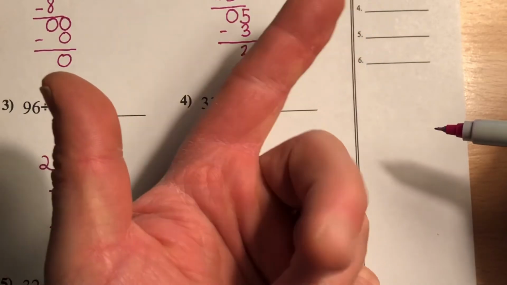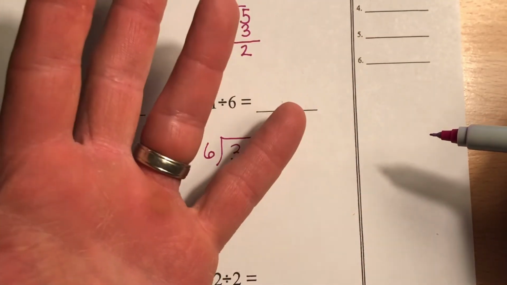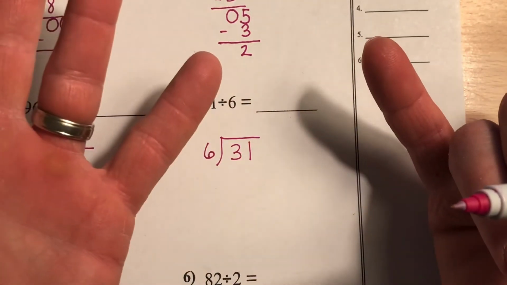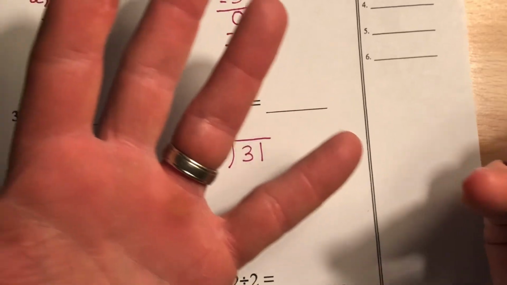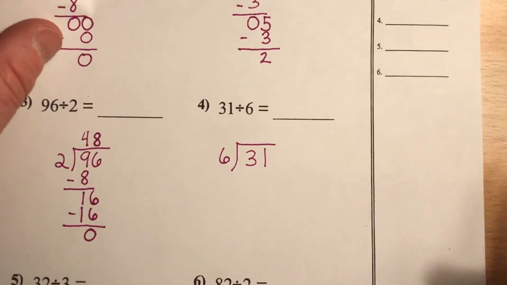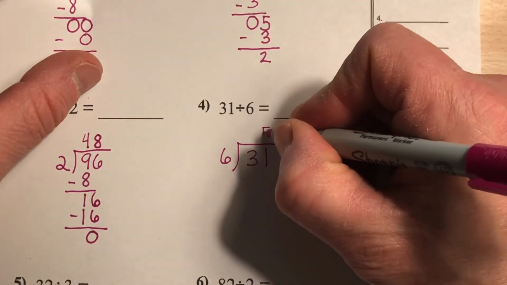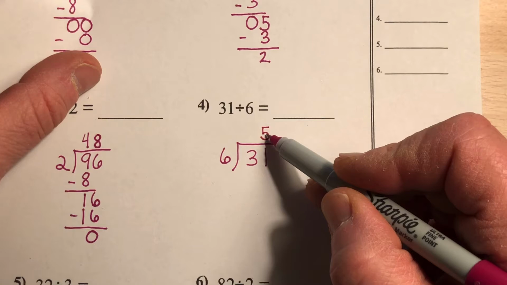6, 12, 18, 24, 30, 36. Whoa, 6 6's is 36. That's too high. So I back off. It's just 5 6's. And watch where I write that 5. I write that 5 over the ones place. Okay, because 6 fits into 31 just 5 times.